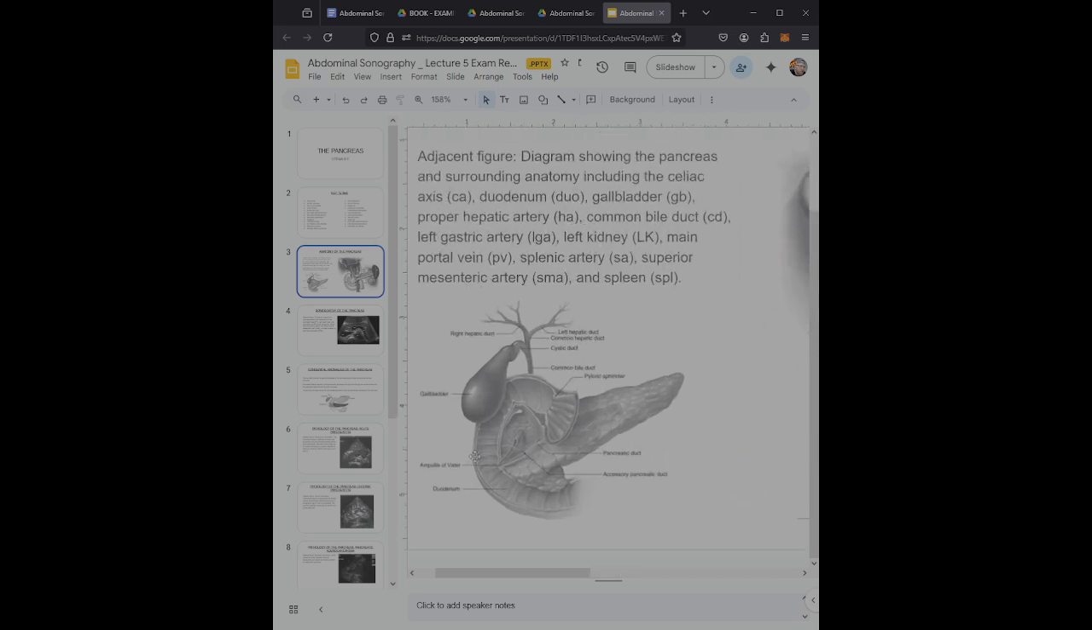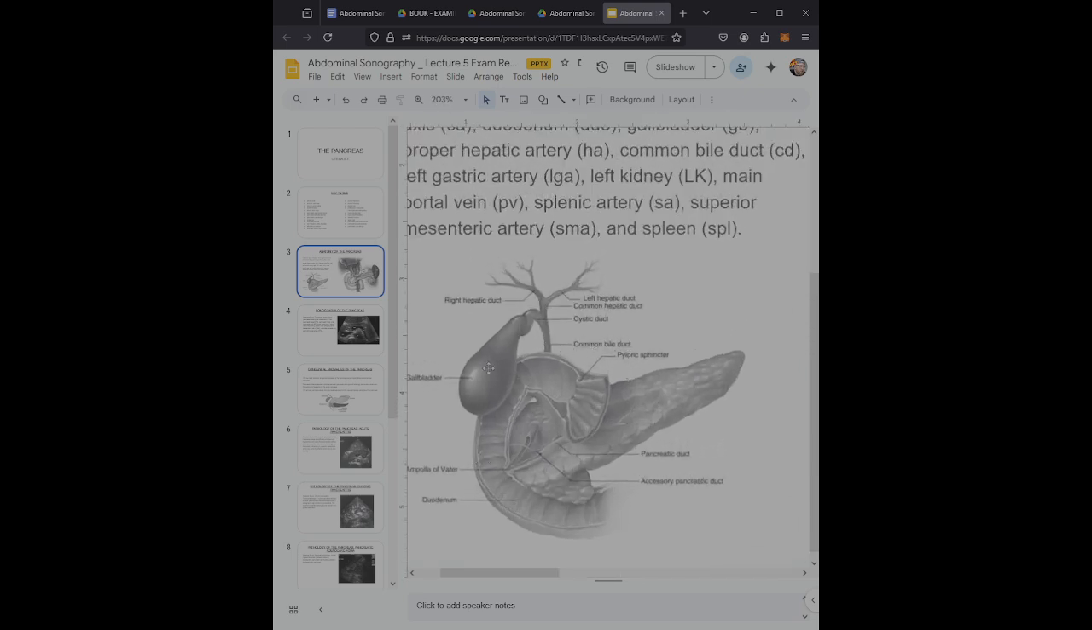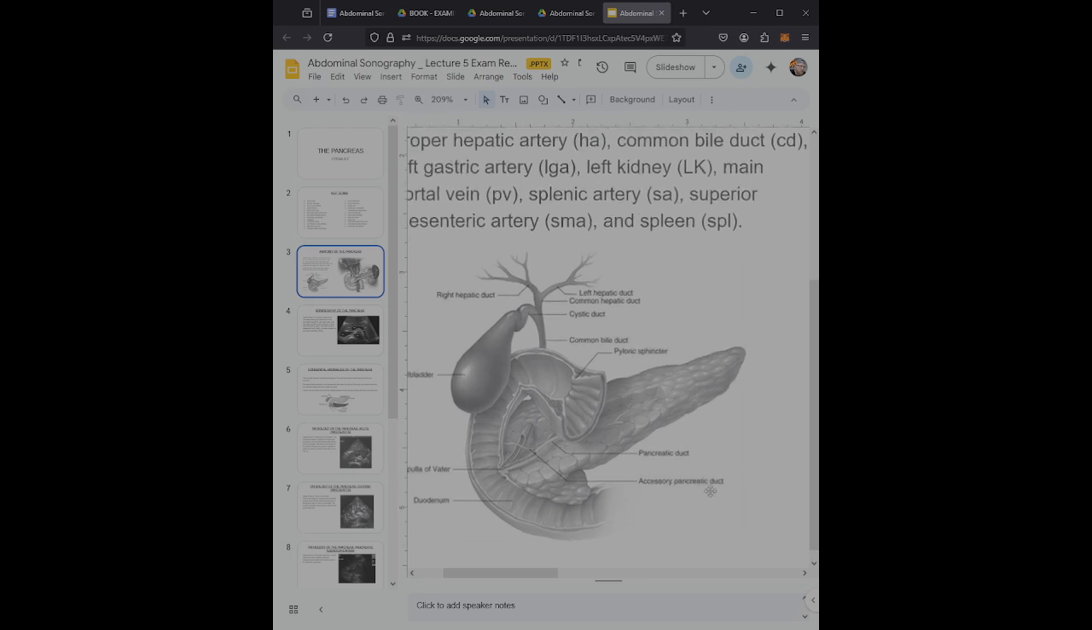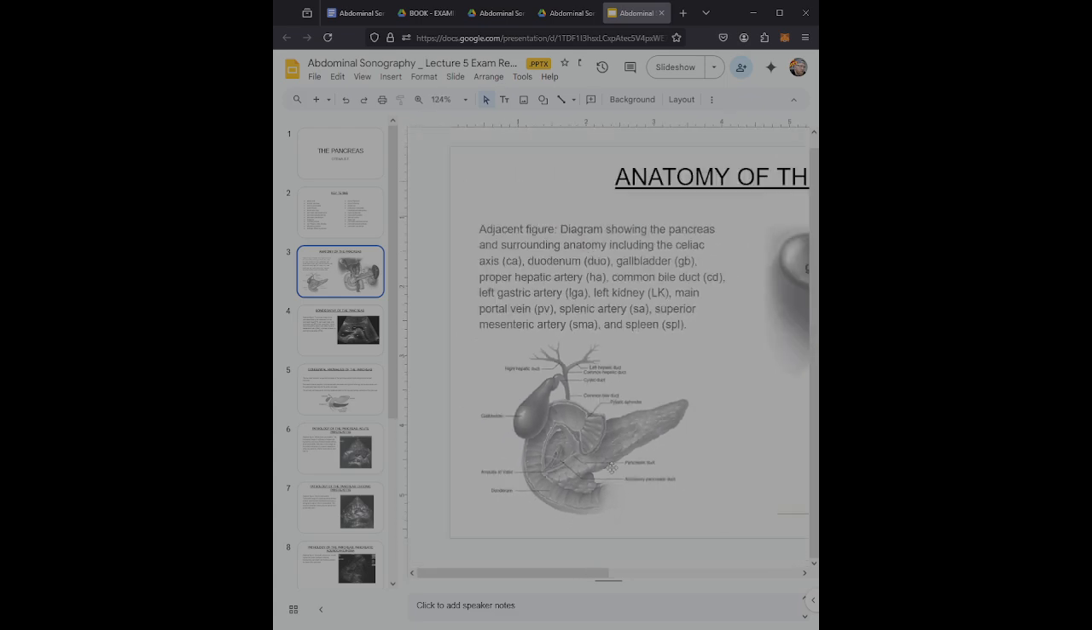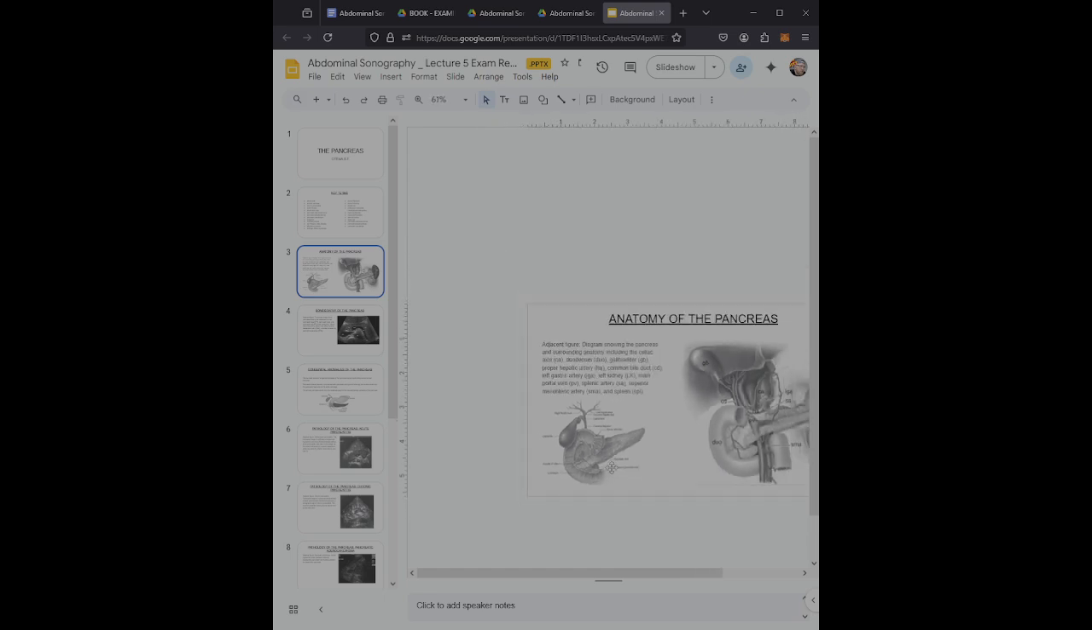We can see the splenic artery over there, the superior mesenteric artery over there, and we can see the spleen. We can zoom in here and we can see the relation of the biliary tree to the pancreas. So within the pancreas, we can see that there is the pancreatic duct, which joins the common bile duct at the ampulla ovata, and there's the pancreatic duct. You can also have an accessory pancreatic duct that has its own opening into the duodenum.